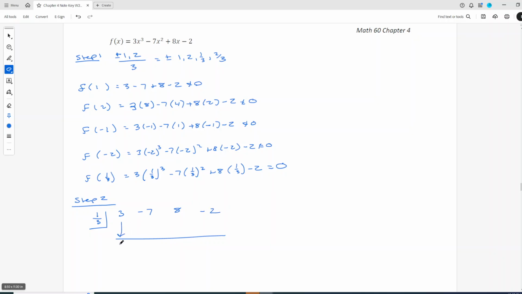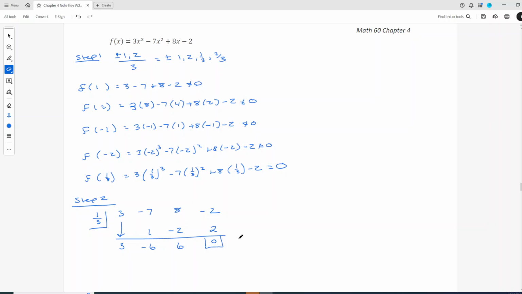So we're going to pull down. We get 3. Oh, nice. 1/3 of 3 is 1. And then we get to add, which gives us -6. Oh, that's nice. 1/3 of -6 is -2. 8 plus -2 is 6. 1/3 of 6 is 2. That reaffirms that my remainder is 0.